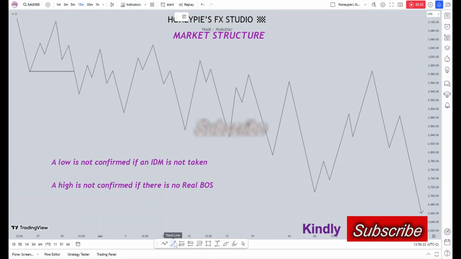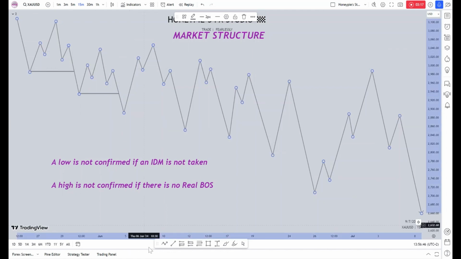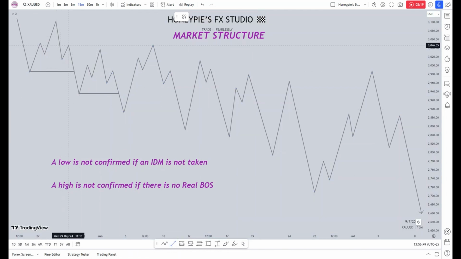Now let's move over to the other line over here. From here to this point, is this a real break of structure? The answer is still no, because an inducement is not taken. So this low over here is obviously not confirmed, because the last pullback before the market rallied down wasn't taken over here.